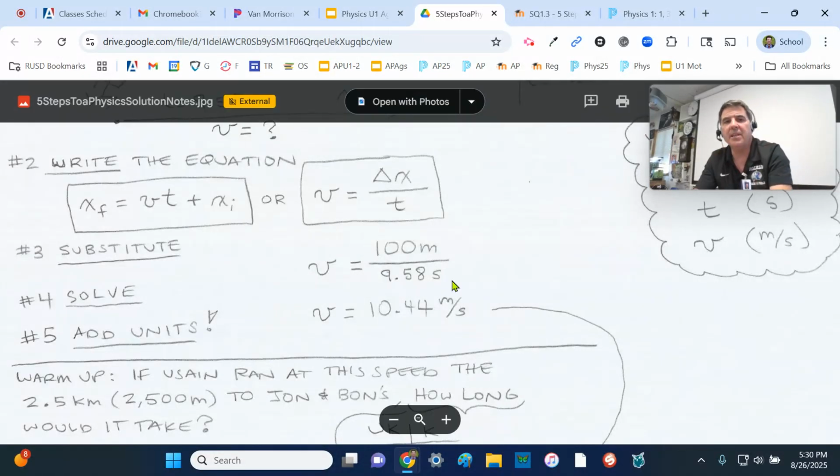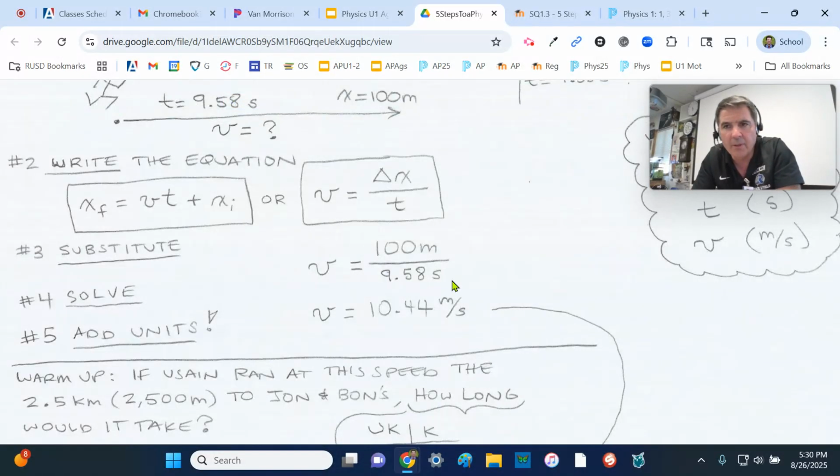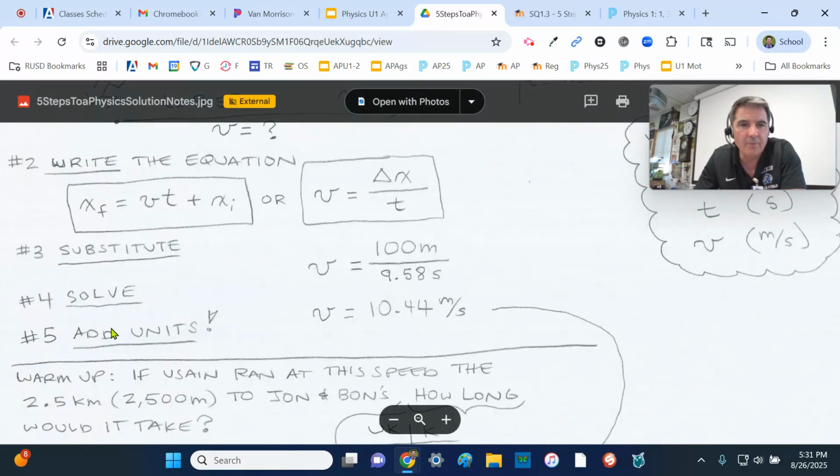And then my velocity, wish I could get rid of that stupid bar. Why does that bar keep popping up? And then my velocity is going to be 100 divided by 9.58, which gives me 10.44 meters per second. And you guys are like, well, I don't know how fast that is. It's around 25 miles an hour. That's like top speed for a human, around 25 miles per hour. Okay, make sure you solve it and add the units.